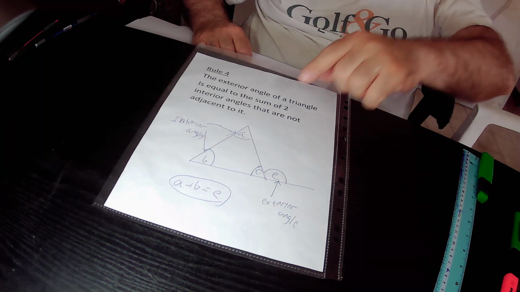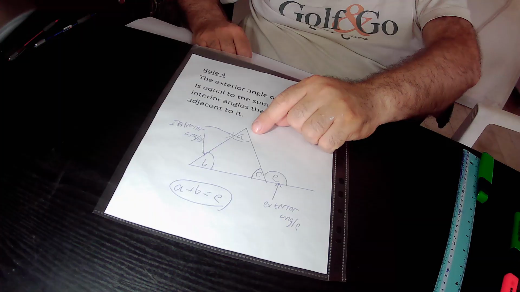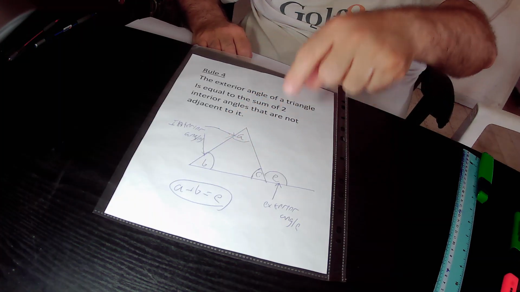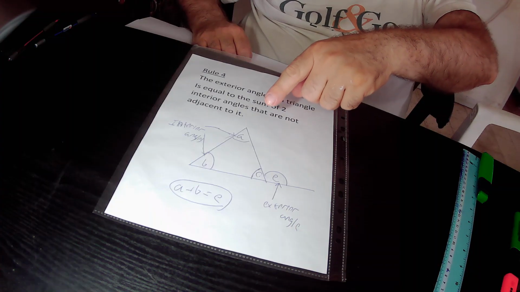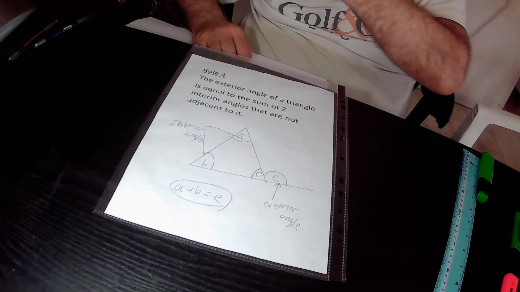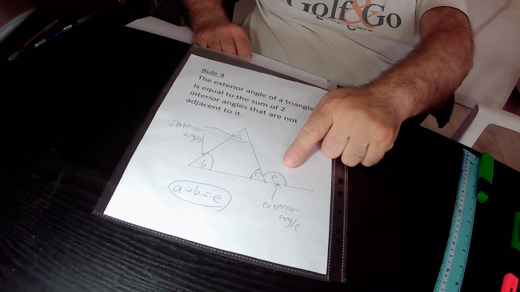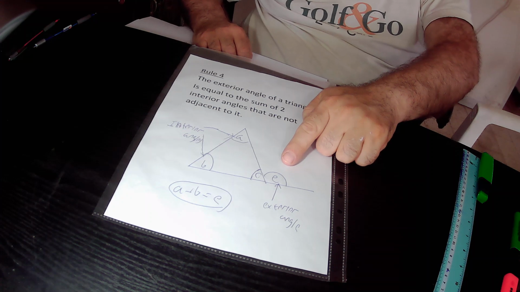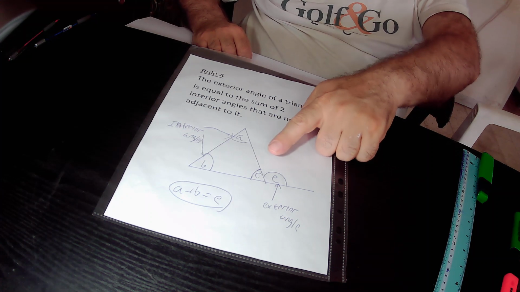So in the drawing we have a triangle. Inside this triangle we have three angles A, B, and C. Because they are located inside the triangle, they are defined as the interior angles of this triangle. While this is angle E that is located outside this triangle, and therefore it is defined as the exterior angle of this triangle.